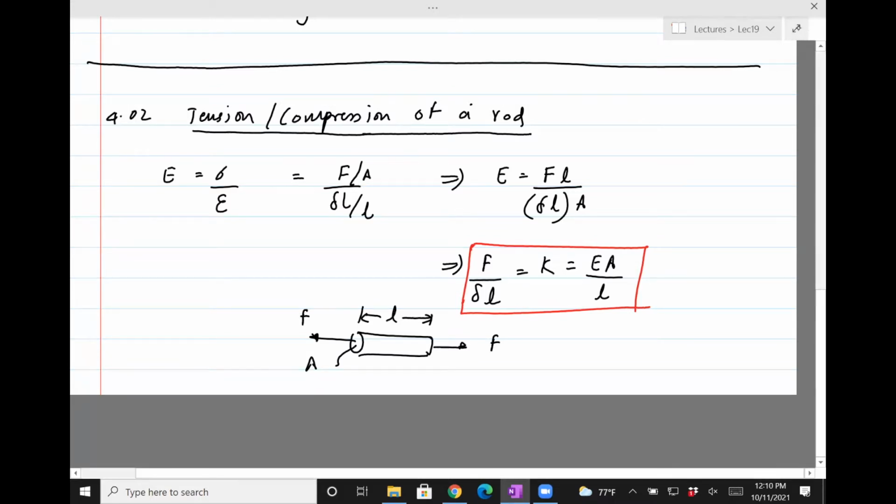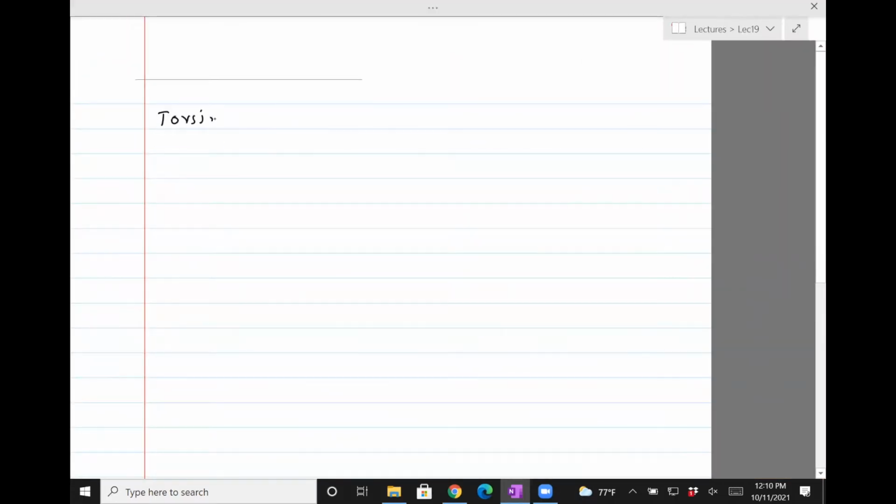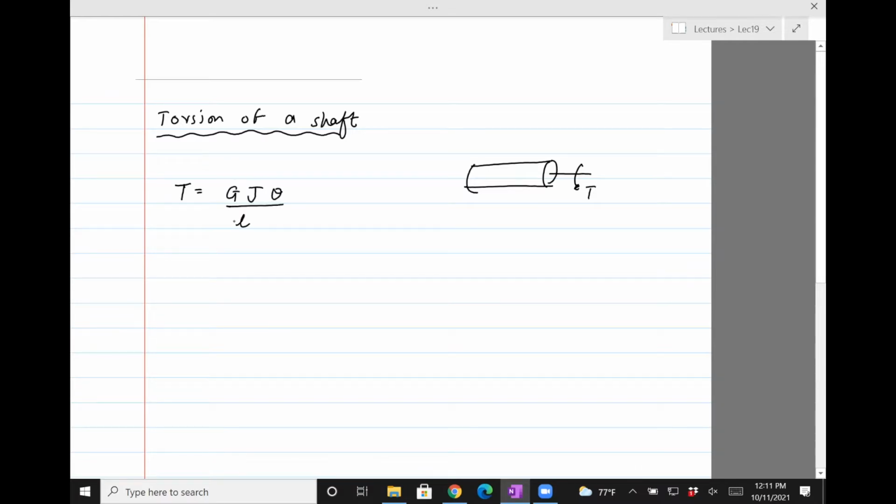We've seen these formulas before. So for torsion of a shaft, we wrote down a formula which relates the torque to the angle of twist. So T equals G J theta divided by L. This is a formula we derived last chapter in section 3.12.